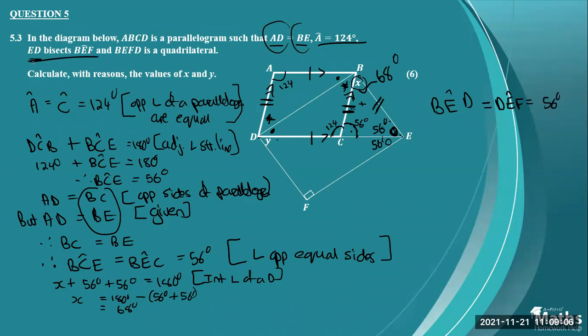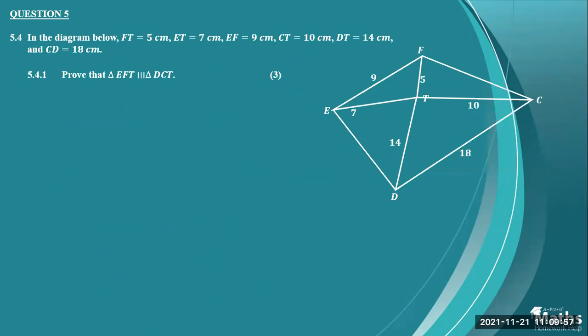Why am I saying that? Because they said ED bisects BEF. They gave it to us. So then in triangle DEF, Y plus 56 degrees plus 90 degrees will be equal to 180 degrees. So therefore, if you minus everything, you'll get Y is equal to 34 degrees. Sharp. Although this was quite a tricky one, you don't just give up. As I said, you fill in all the possible information, and then from there, you try and solve it. Right. Let's look at the next one.